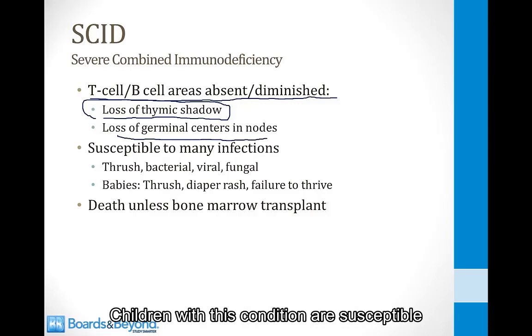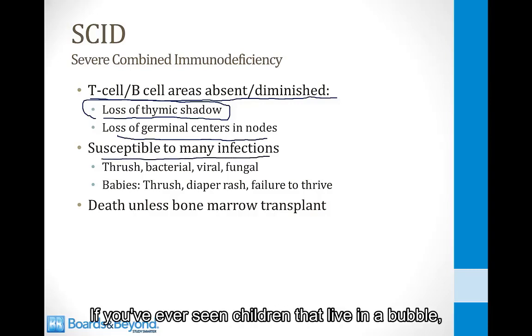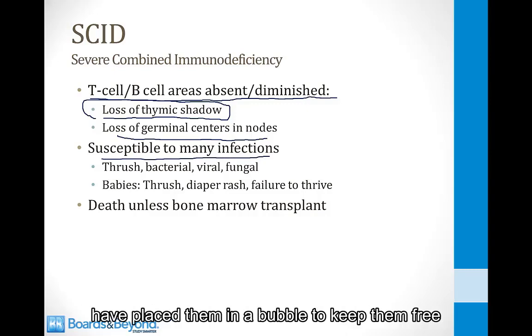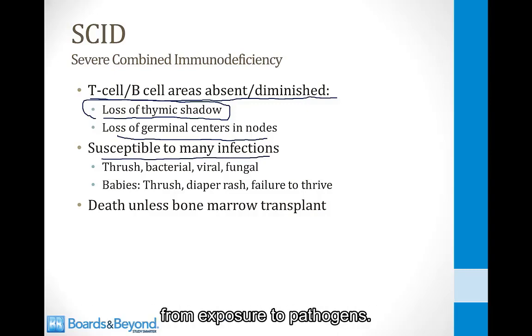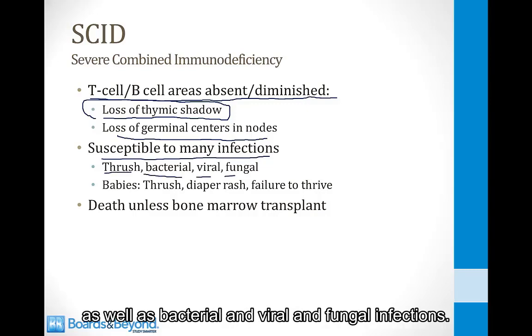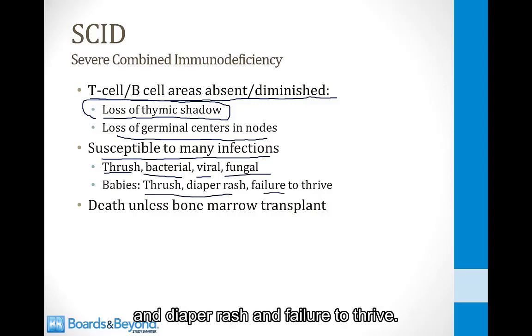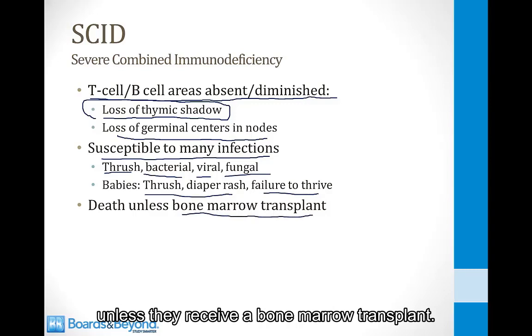Children with this condition are susceptible to many infections. If you've ever seen children that live in a bubble, those children have SCID, and some of their parents have placed them in a bubble to keep them free from exposure to pathogens. So these children can get thrush as well as bacterial and viral and fungal infections. As babies, they may present with recurrent thrush and diaper rash and failure to thrive, and children with this condition will die unless they receive a bone marrow transplant.